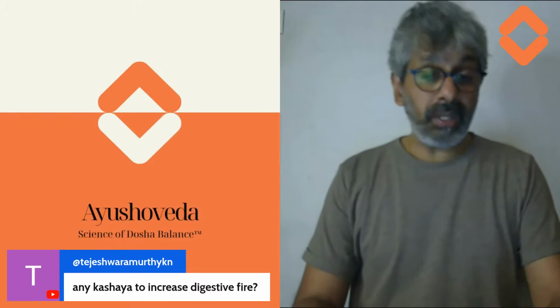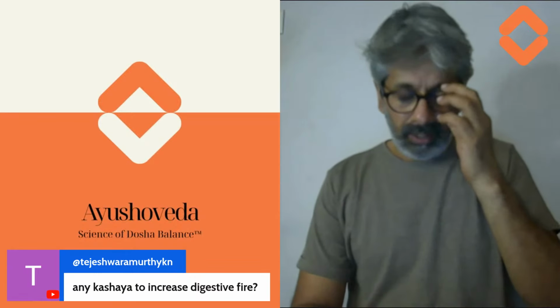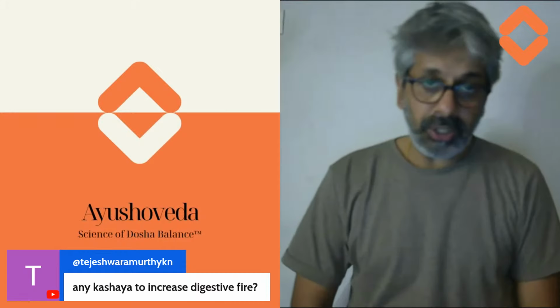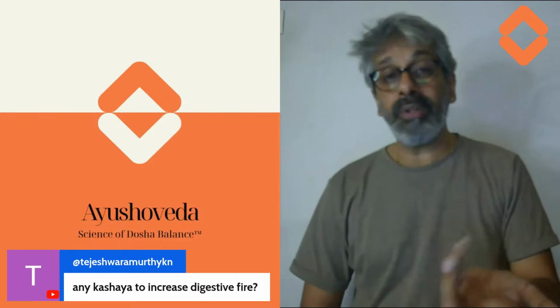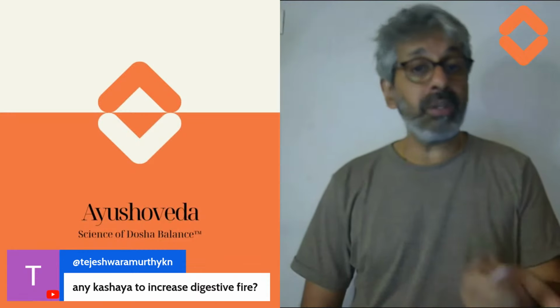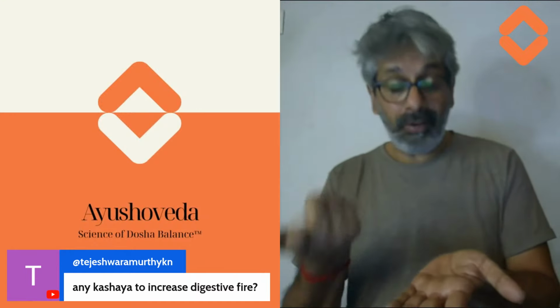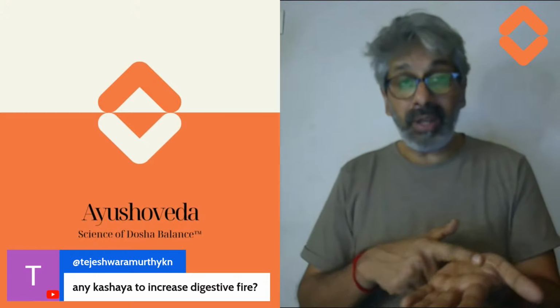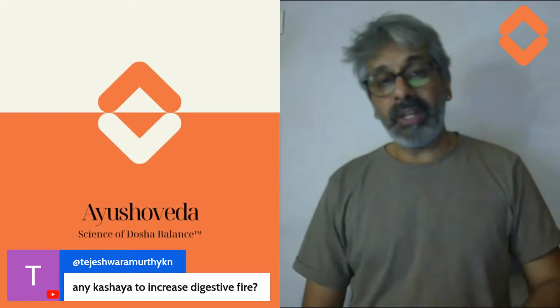A lot of kashayas are there to increase digestive fire. But you don't even have to have kashayas. You can even drink dry ginger water: half a teaspoon of dry ginger boiled in 1 liter of water, filtered, and drunk throughout the day. If you use that as your drinking water, your digestive fire will really go up within a week. Or just mix a quarter or half a teaspoon of dry ginger in honey and lick it first thing in the morning. Try it for a week, your digestive power will go up.